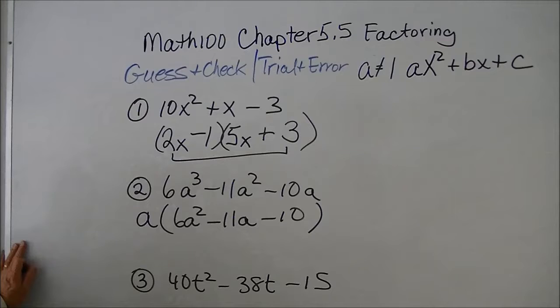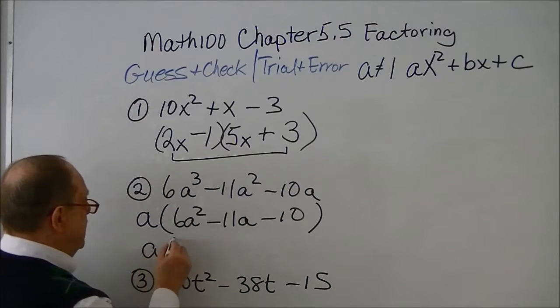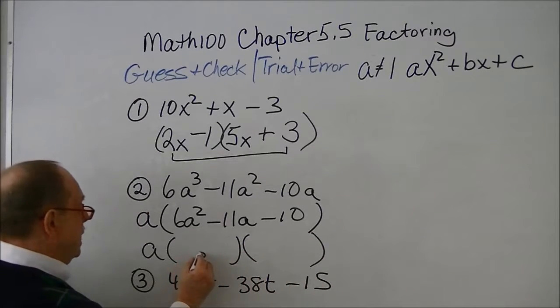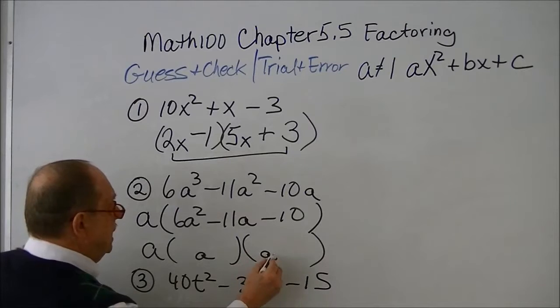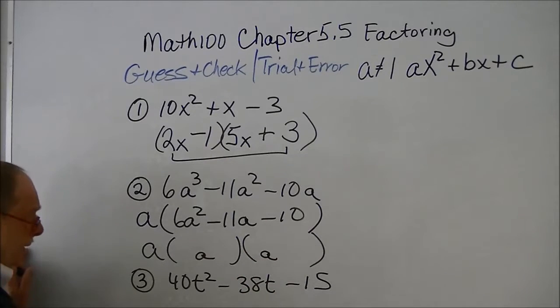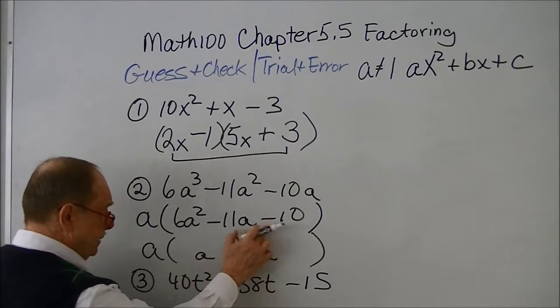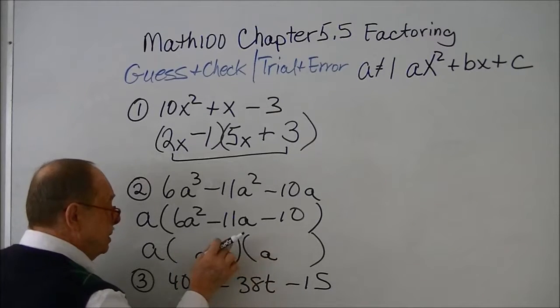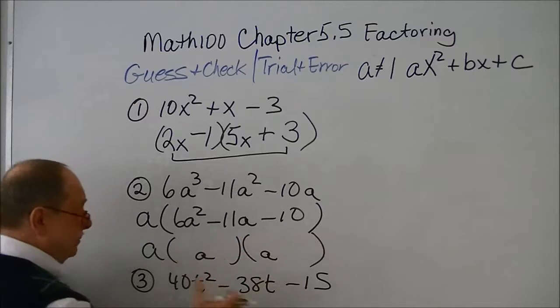Okay. Now again, we're guessing and checking. We need the a. And we know our a is going to be there, and our a is going to be there. Now look at the signs. This is negative, this is negative. So one of these signs will be positive, one will be negative. Keep that in mind.